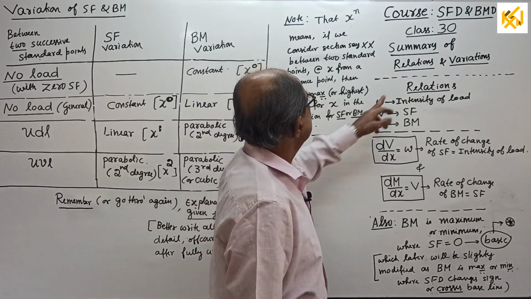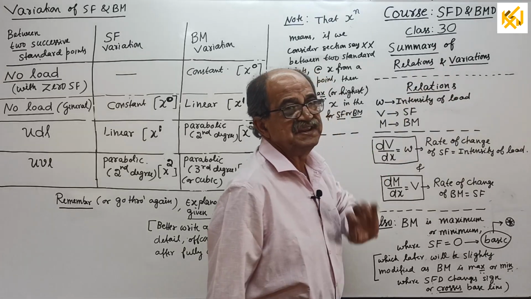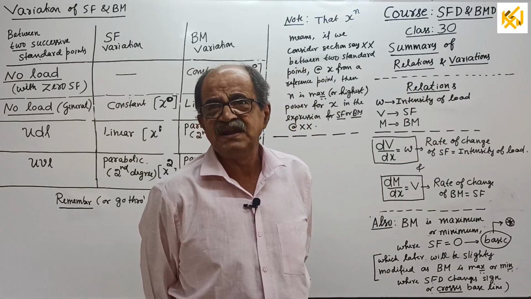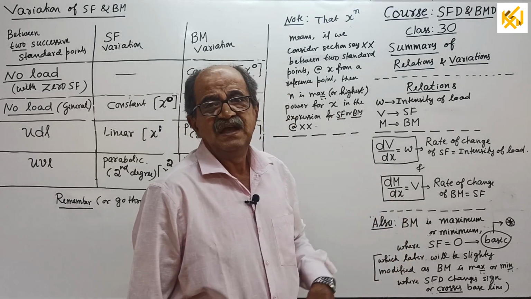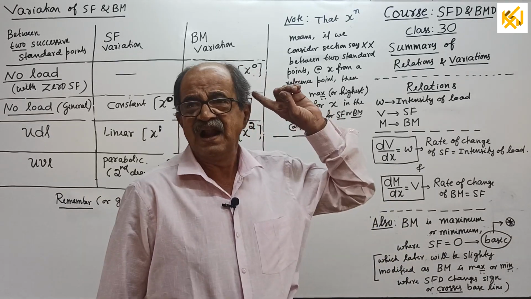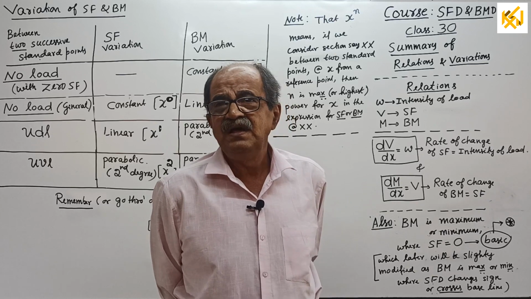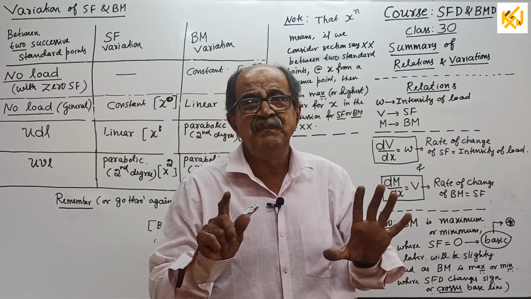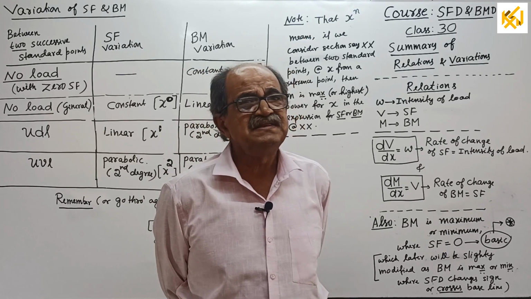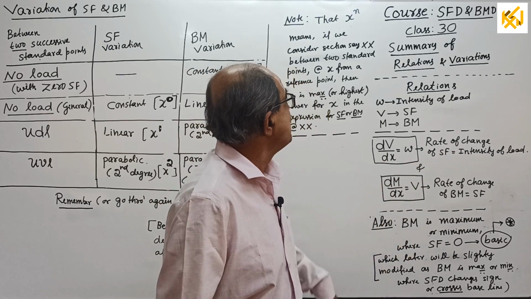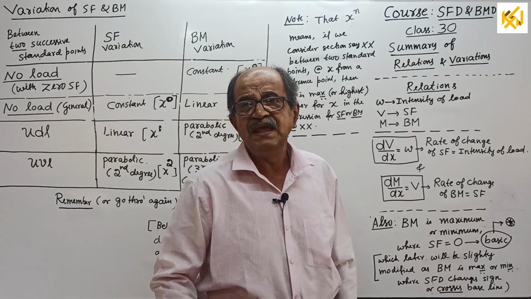This class is the summary of relations and variations, which I mentioned last class. I derived all the relations and variations in the earlier classes. Then I told you that in the next class I will put a brief summary, so that in future if you want any reference you can come and refer to this one.